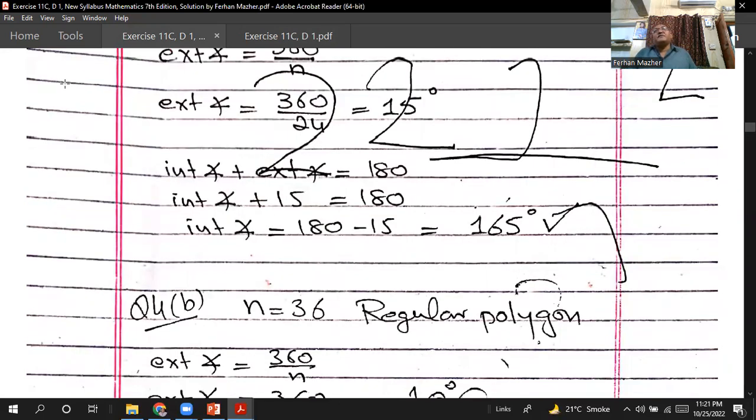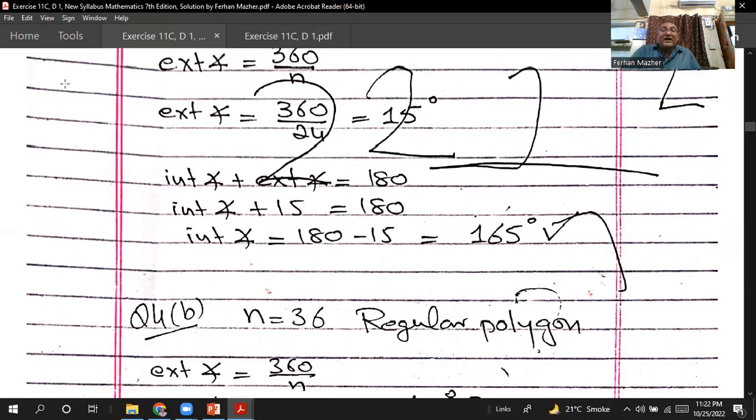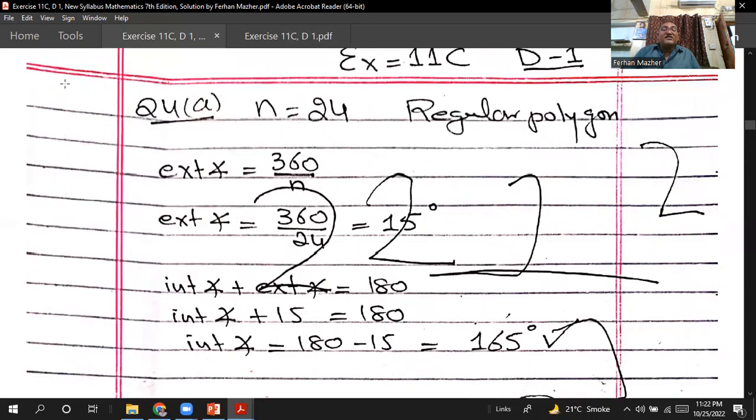Now, the external angle and the adjacent internal angle, their sum is always equal to 180. So internal angle plus the external angle who are adjacent to each other, their sum is equal to 180. And the external angle is 15, so internal angle plus 15 equals 180. So internal angle will be equal to 180 minus 15, and that will be 165. So this is question number 4, and it's A part.